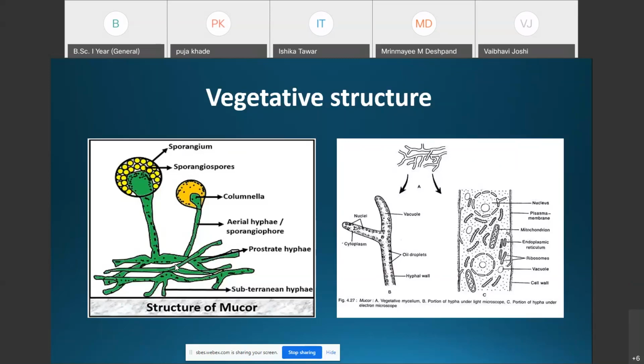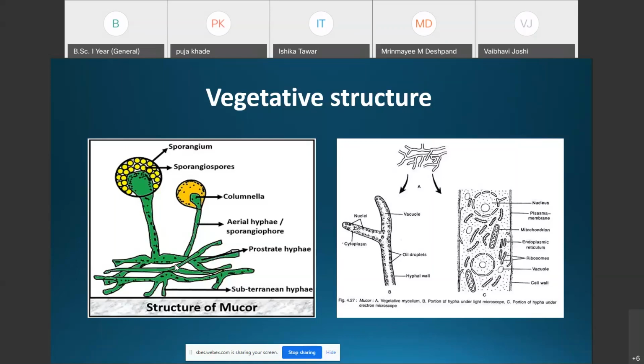And if oxygen is available in a sufficient amount, then it will reverse its shape and become filamentous. Okay, it will revert to the filamentous state. That yeast-like condition we call the torula condition.